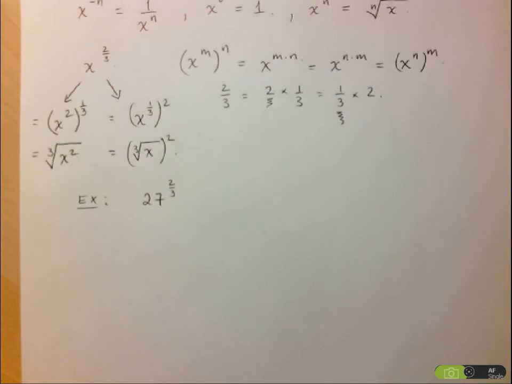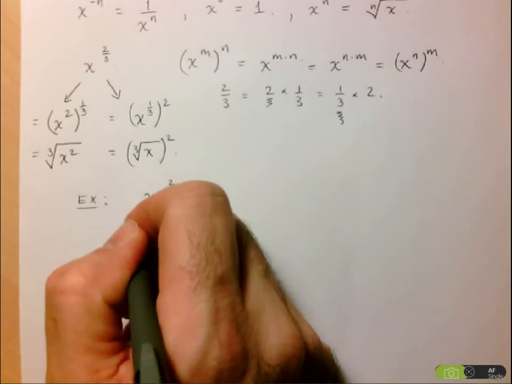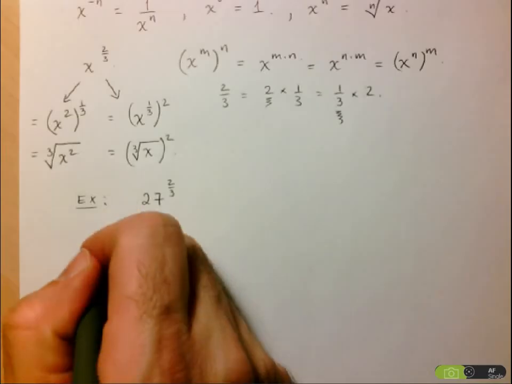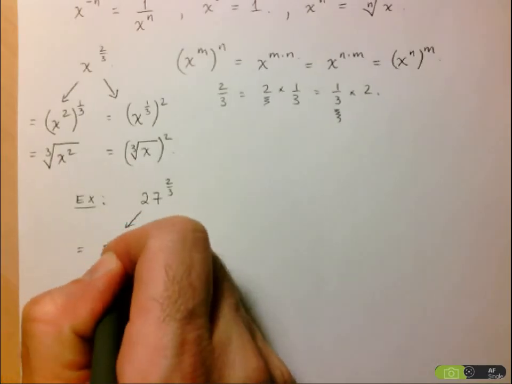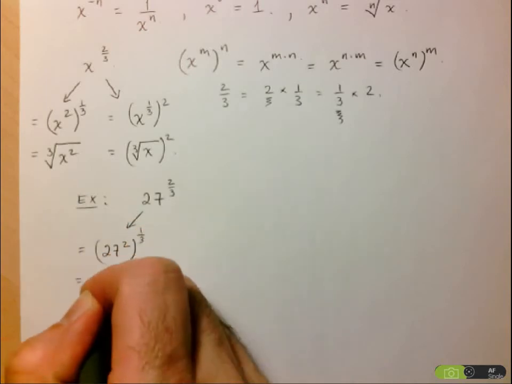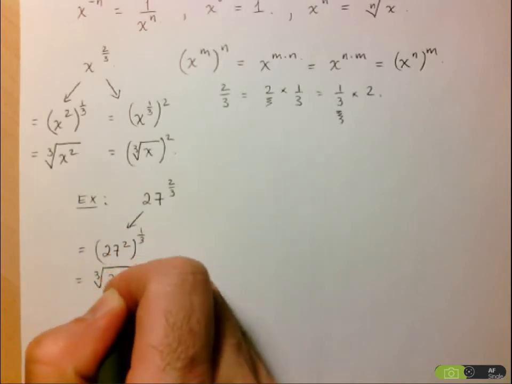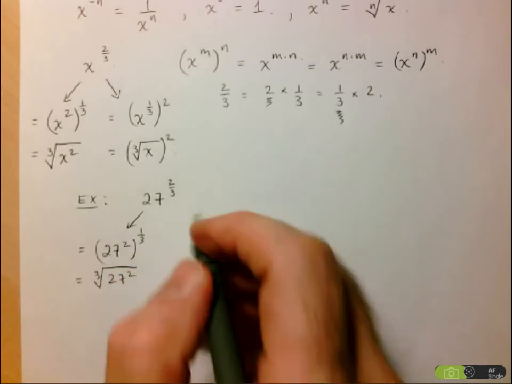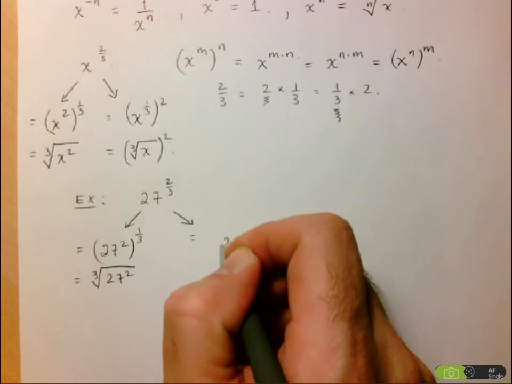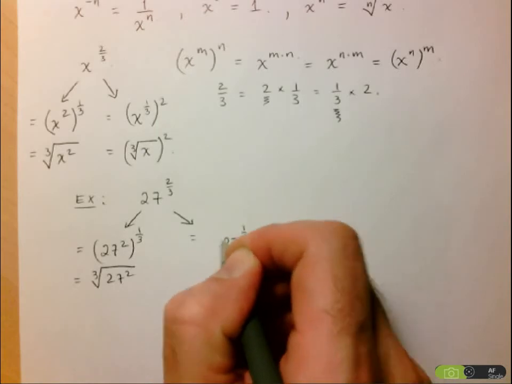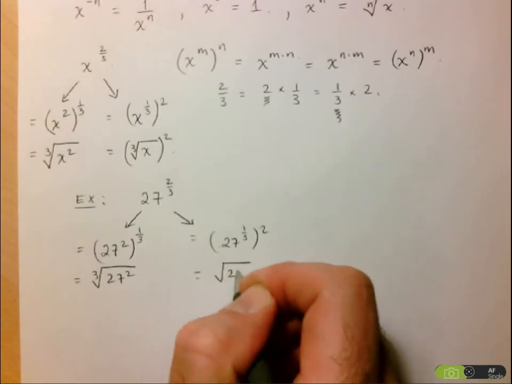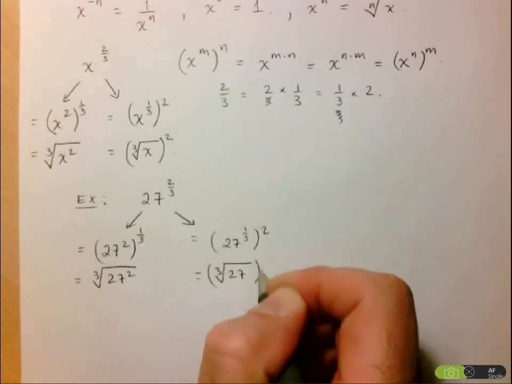Okay, so I have two options here. I can either write this as, so again, 2/3 is 2 times 1/3, so I can rewrite it as 27 squared all to the 1/3, in other words, the cube root of 27 squared. Or I can write it as 27 to the 1/3 all squared, in other words, the cube root of 27, squared.